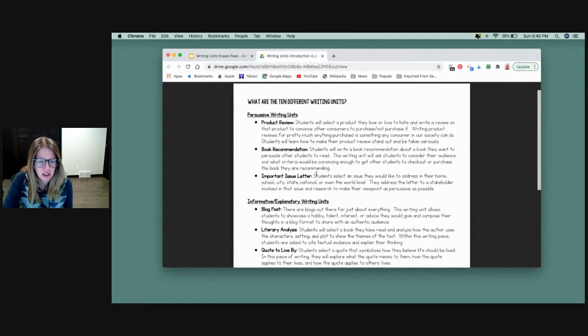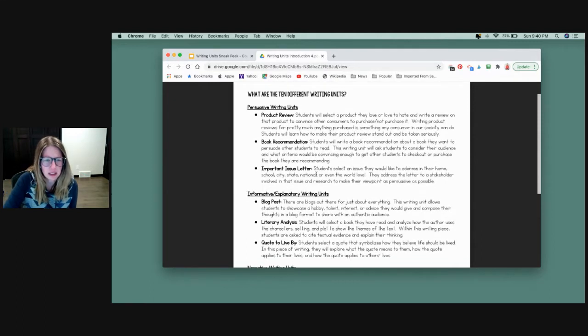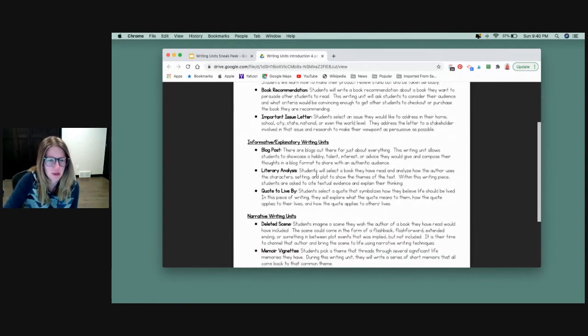An important issue letter: they select an issue and then they address it to somebody within their home, school, city, state, national, or even the world level. And they do a little research with this one as well. In the informative explanatory writing units, there's a blog post unit, and it walks students through how they can showcase a hobby, talent, interest, or even a piece of advice that they would give and put it into a blog post format.